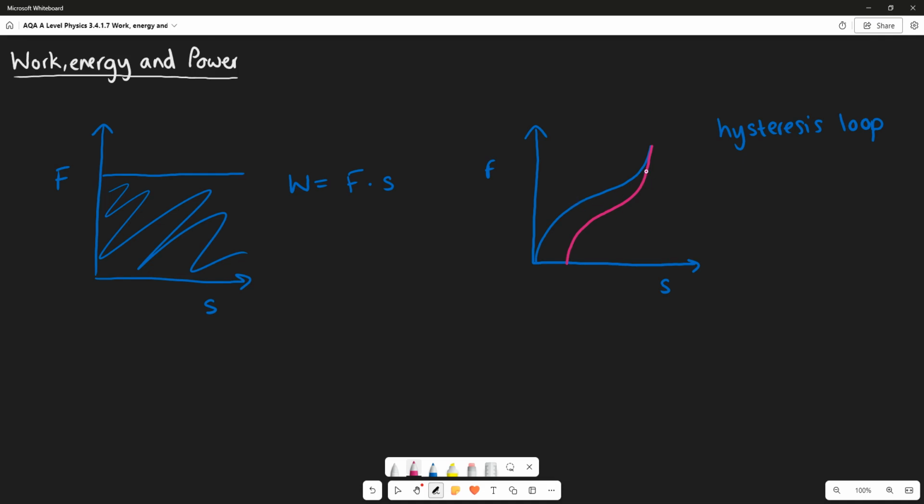And there is also a difference in the area beneath the graphs. The area beneath the loading graph is this, and the area beneath the unloading graph is this. What this information tells us is that the energy used to stretch the material is greater than the energy that you got back when the material relaxed. And the difference went into heating and deforming that material.